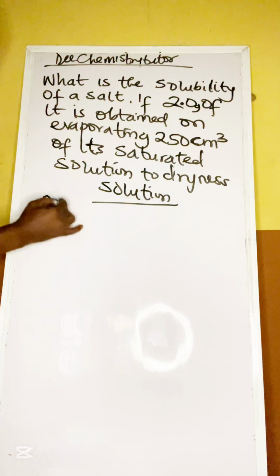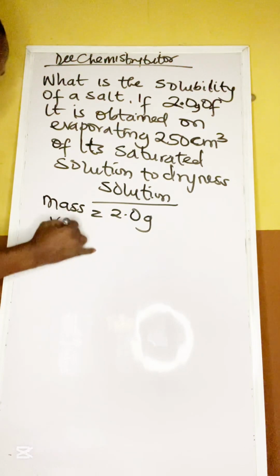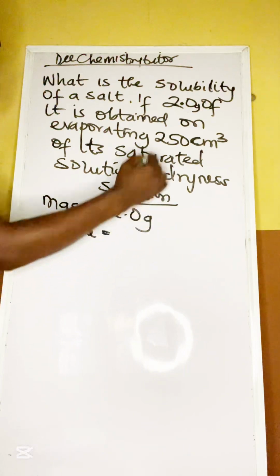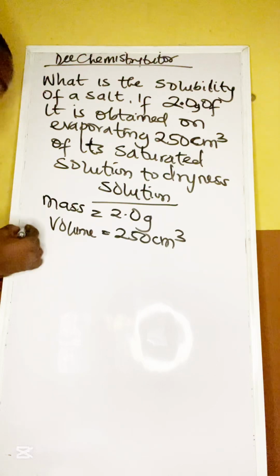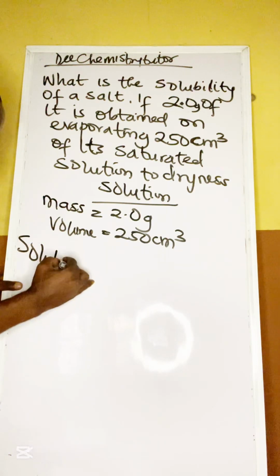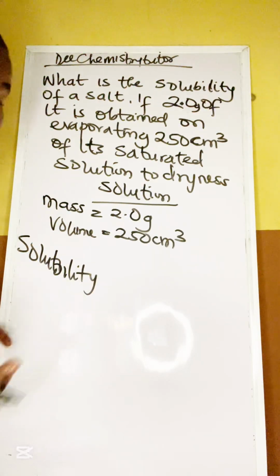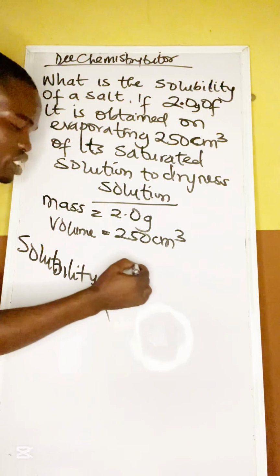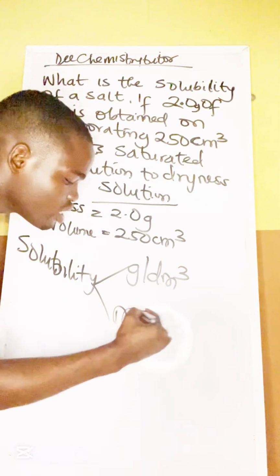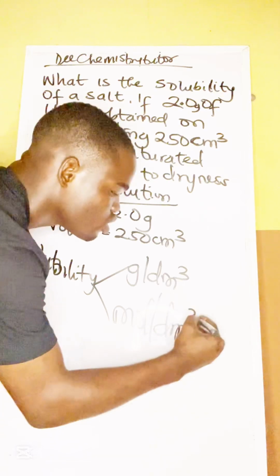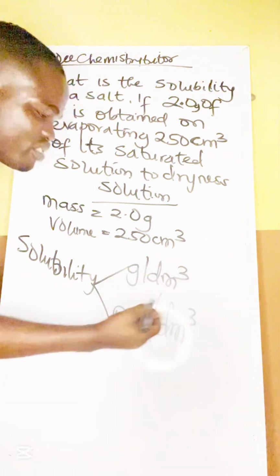Now, you want to see that they gave us mass, and the mass is given to be 2.0 gram, and they give us volume, and the volume is given to be 250 cm cube. Now, don't forget, solubility can be in two ways. In fact, it can be in many ways anyways. But you have to know that it can be gram per dm cube, and it can be mole per dm cube.